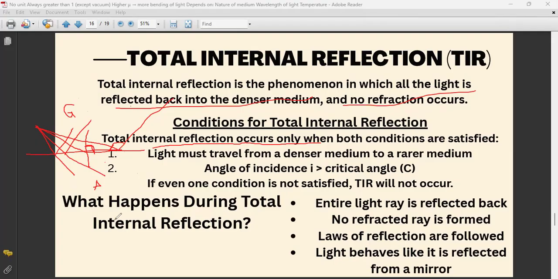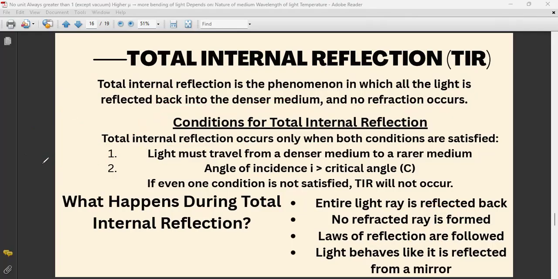Now, what happens during total internal reflection? The entire light ray is reflected back, no refraction is formed, the laws of reflection are followed, and light behaves as if it is reflected from a mirror. So this surface by which the light is getting reflected acts like a mirror. The light ray here, which is greater than the critical angle, comes here and gets reflected into the denser medium again. So no refraction has happened here. That's why it is called total internal reflection.